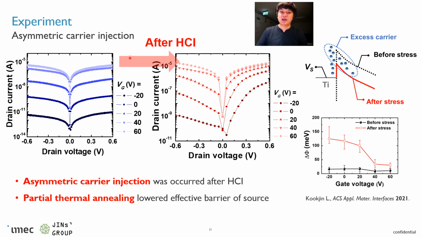We also investigated output characteristics, ID-VD, as a function of drain voltage. And they showed symmetric carrier injection properties after vacuum annealing, but changed into asymmetric carrier injection after hot carrier injection or the partial thermal effect. So as I mentioned in previous slides, the effective barrier height of the channel near the source electrode only was lowered by partial thermal treatment like this.